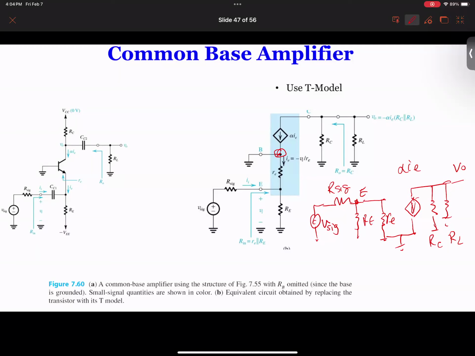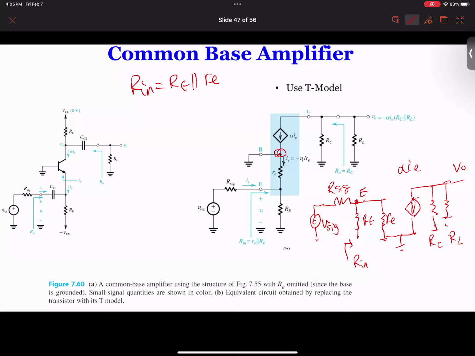Basically, you have big RE and little RE that are in parallel, and then in series with R SIG. So therefore, by doing a voltage divider, you can find the voltage over here. Once you find the voltage here, you can find the current over here. By multiplying the current with these two resistances, you get the output. So the steps for the calculation are: we find R in. This R in is equal to RE in parallel with RE.